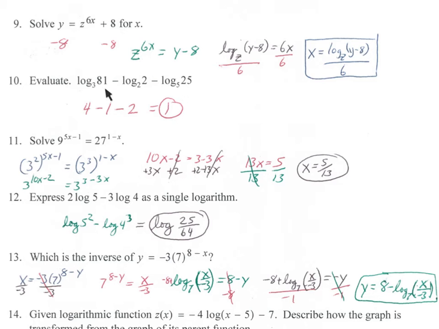So do not try to condense them when the bases are different. Find each one individually. Now you can condense if the bases are the same. That would be like this one down here in a little bit. All right, so let's solve this equation.